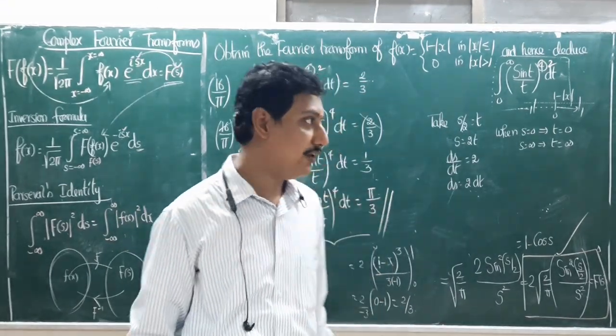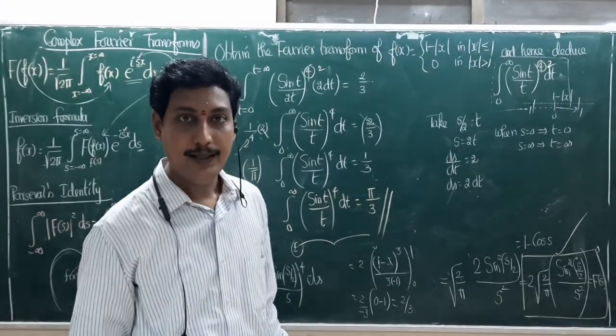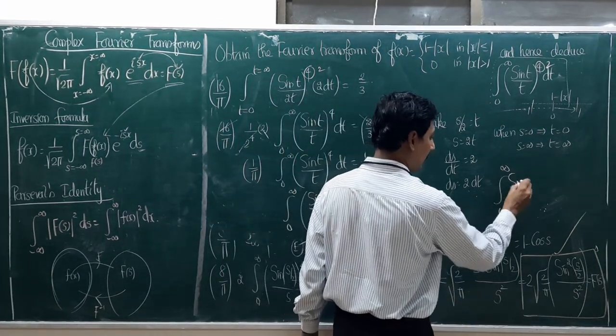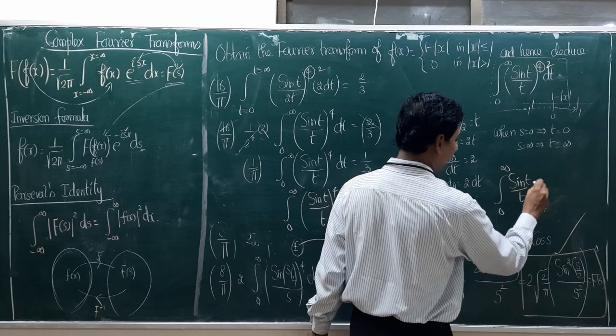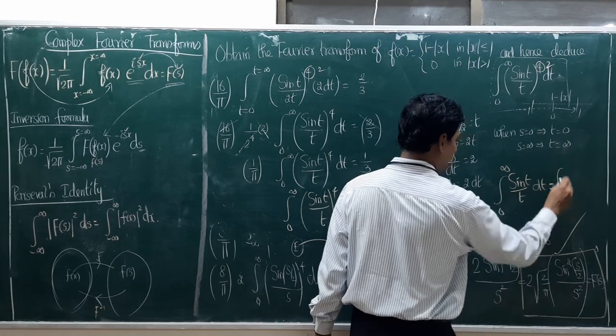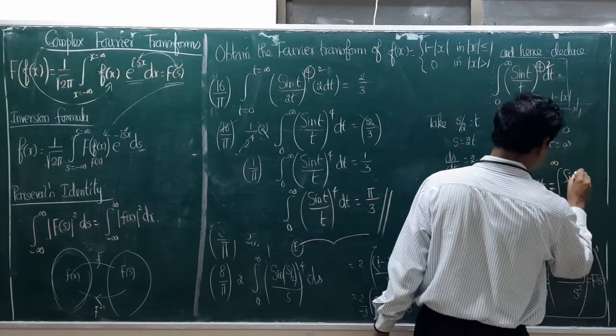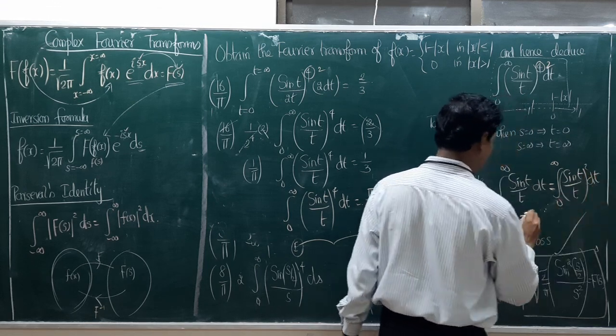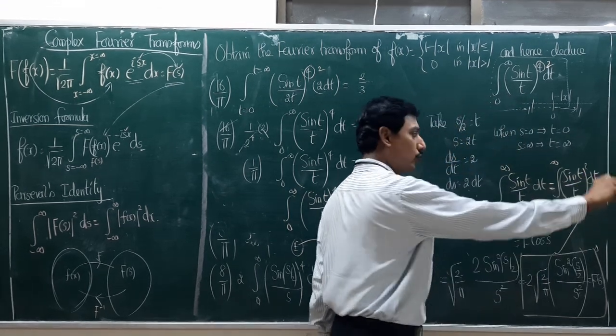What is the integral 0 to infinity of sine square t by t dt? The answer is pi by 2. I made a separate video for this one, please kindly go and check it out. Not only that, the integral 0 to infinity of sine t by t whole square dt. These two answers are pi by 2.